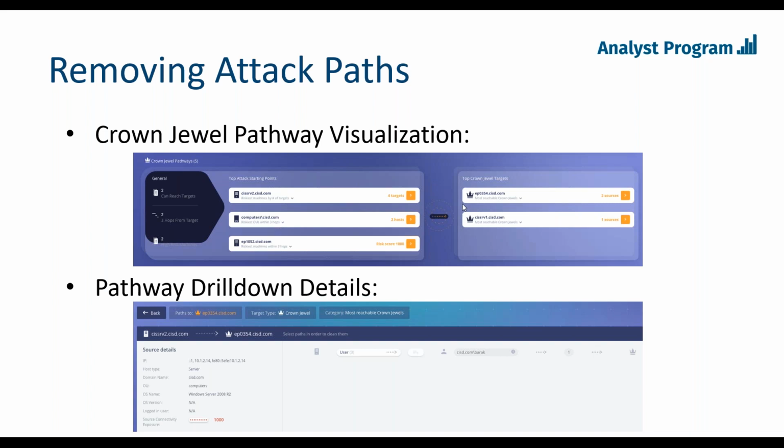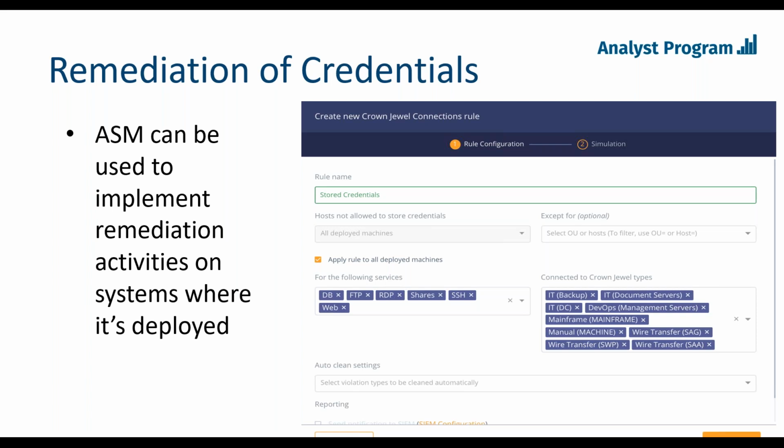So here's an example. Within Elusive, I can map out or visualize the crown jewel pathways, where it's coming from, what that can get to. And then, of course, I can drill into any of those and look at the details to say, is this a service that we need? Is this a particular type of access for this user or group or role or privilege that makes any sense? Do we really need this, or is this something we can get rid of?